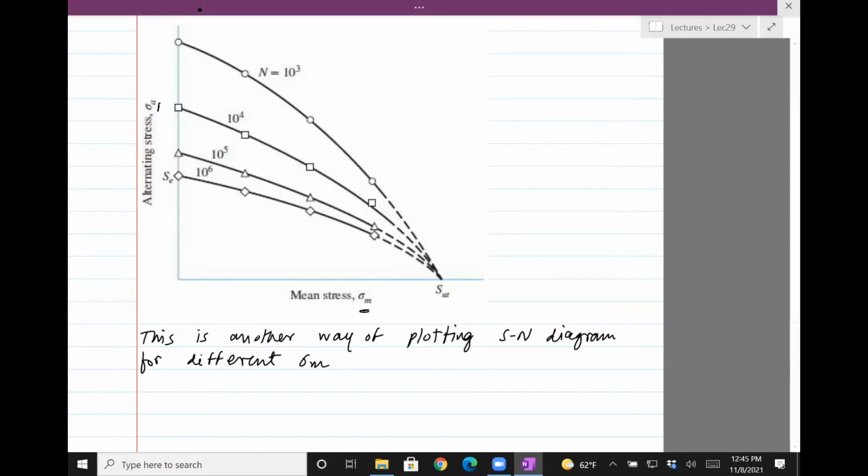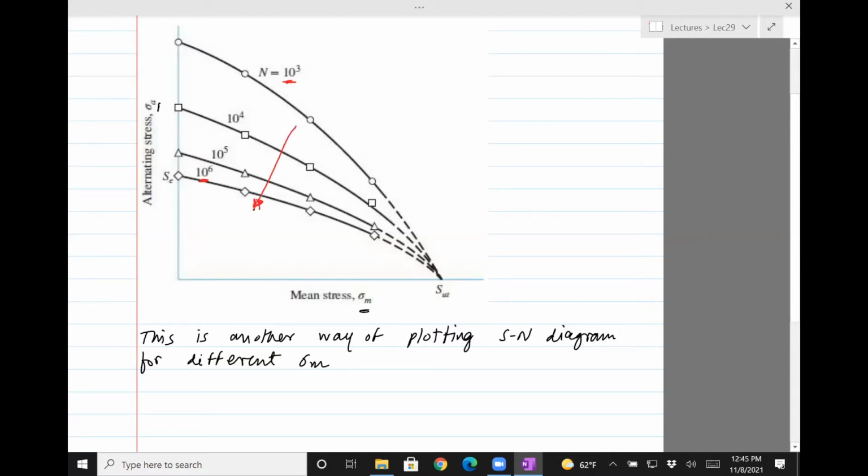What you notice is that this is a low number of cycles, and this is a high number of cycles. So the larger the number of cycles, the more the part can sustain and last longer, and you can see that happens as the stress decreases. So for a lower stress amplitude, the larger is the life.